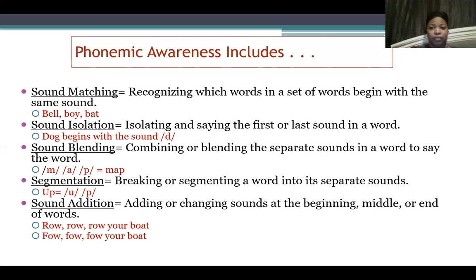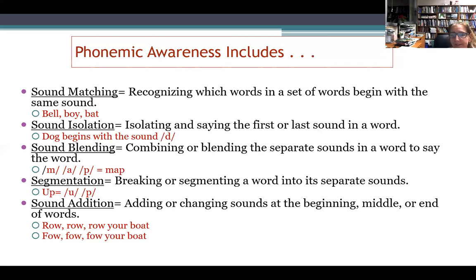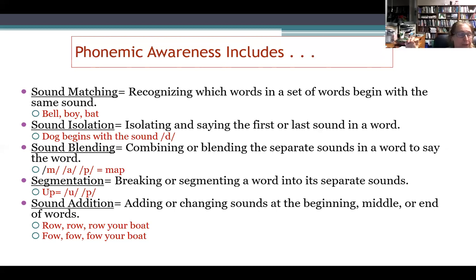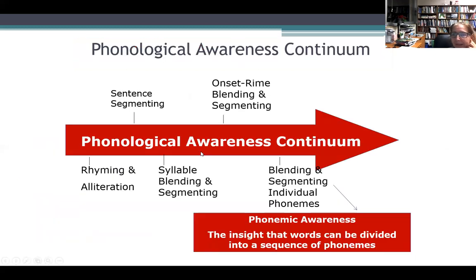Right, individual sounds. Sound addition, adding or changing sounds at the beginning or the middle. Let's see. That is not a good example. I think I need to change that. Oh, there it is. Row, row, row your boat. Instead of the r sound in row, add the f sound. Fow your boat. Nonsense words. Nonsense words are great with phonemic awareness. Really great. Remember, it's the manipulation of sounds.